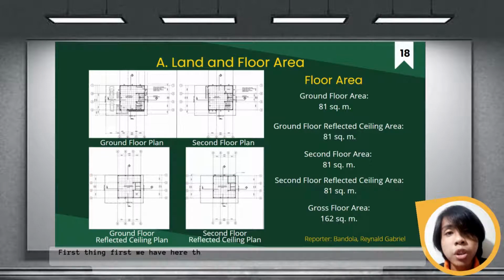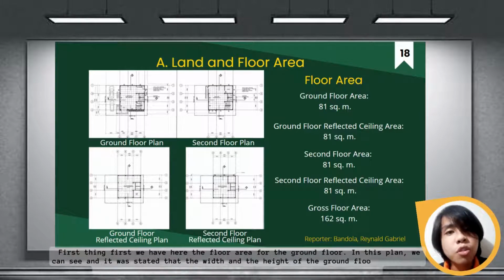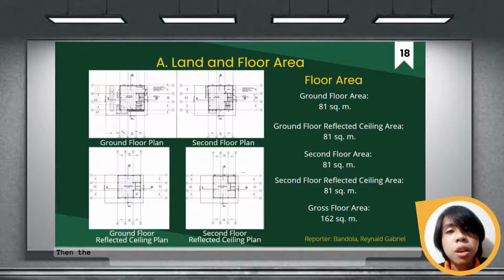First things first, we have here the floor area for the ground floor. In this plan, we can see and was stated that the width and height of the ground floor are both 9 meters. So the floor area of the ground floor is 81 square meters. Then let us proceed to the second one. Here we have the second floor. It also has the same floor area as the ground floor, which is 81 square meters.